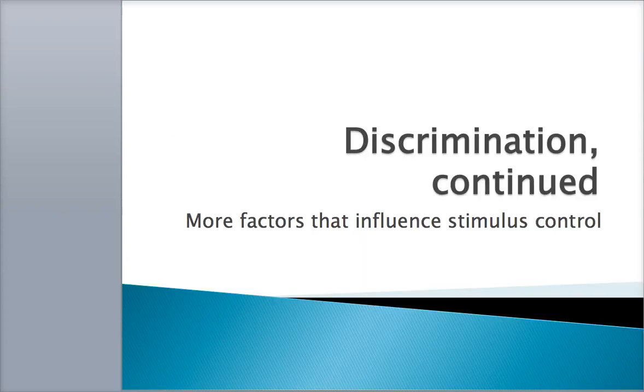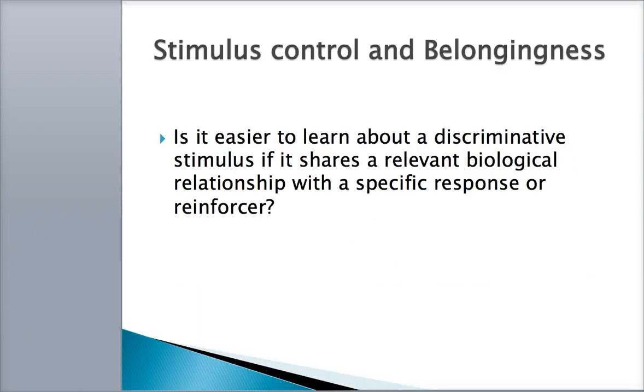Now, before I finish, I want to just very quickly talk about some other factors that influence stimulus control, and in particular, I want to talk about belongingness. So, is it easier to learn about a discriminative stimulus, an S+, if it shares a relevant biological relationship with a specific response or with a specific reinforcer?